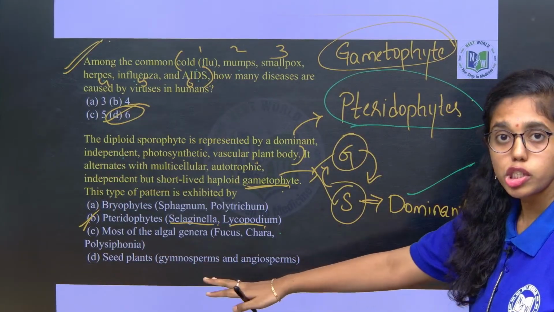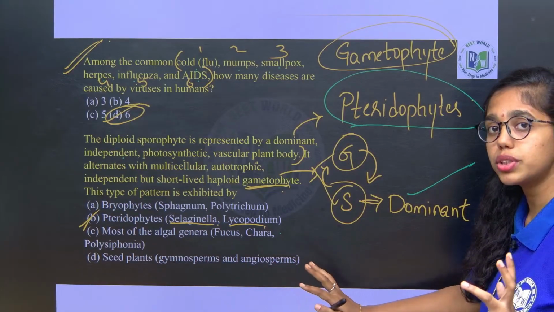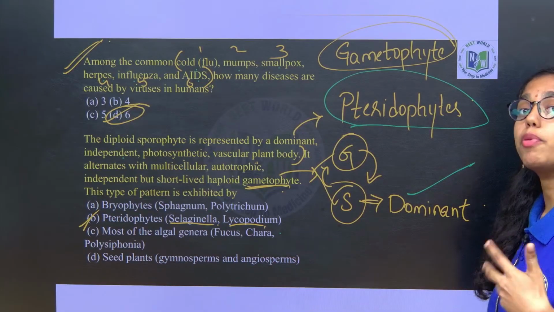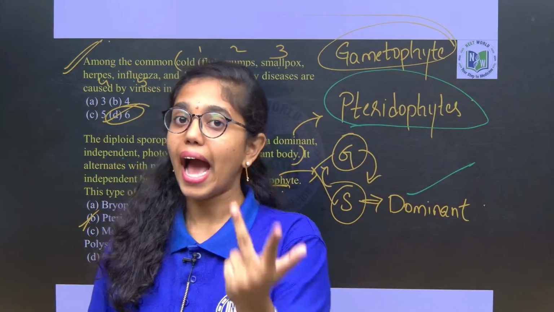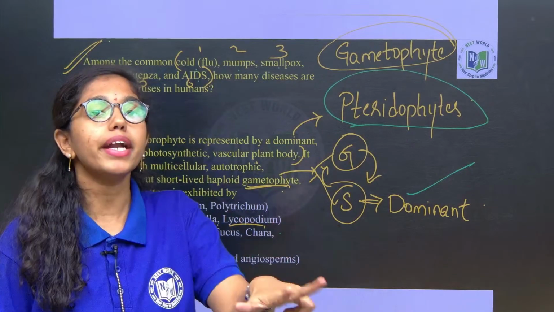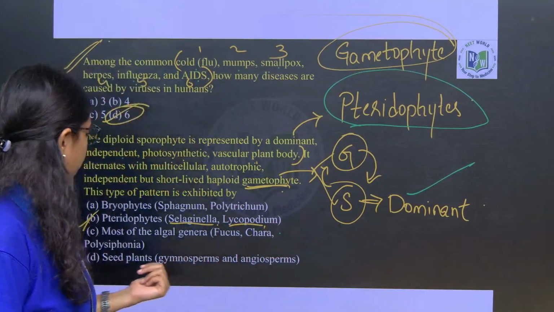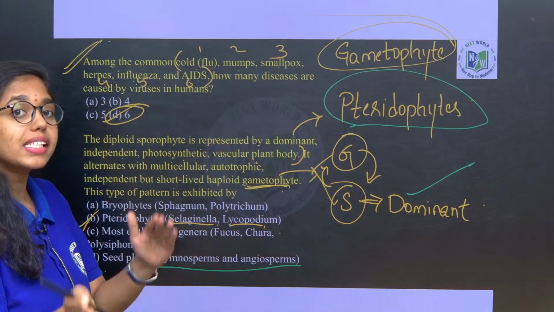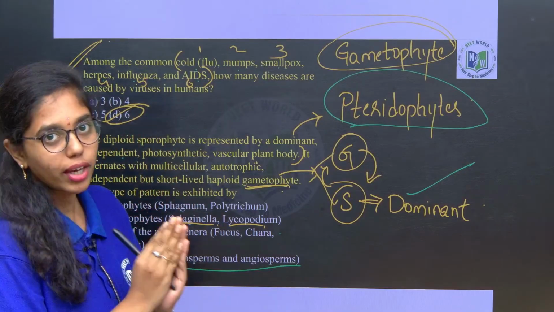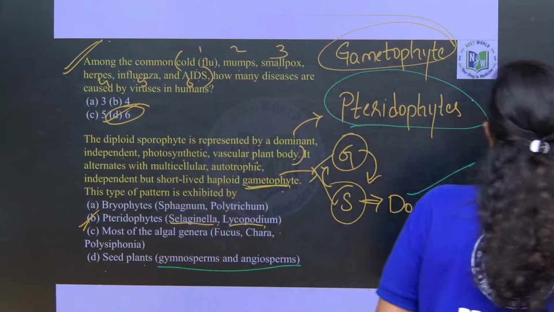Seeded plants, gymnosperms and angiosperms: when it has a diplontic life cycle, the dominant plant body is the sporophyte and the gametophyte is dependent on the sporophyte. In seed plants, that is gymnosperms and angiosperms, the gametophyte is dependent on the sporophyte. Like that you have to look into it.